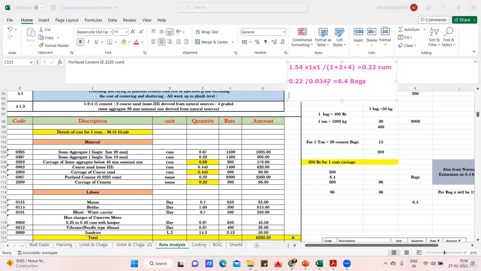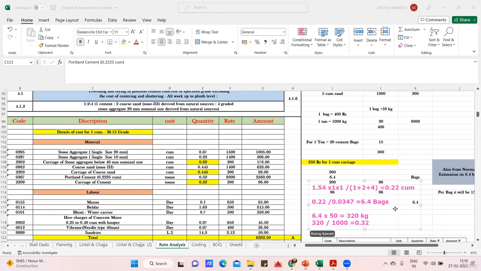So this is bags, no? But here they have written in terms of tons. Can you convert this into tons? It's very simple. 6.4 is bags and one bag is 50 kg, isn't it? So 6.4 into 50, you get 320. So what is this? 320 kg. You want it in tons, so 320 divided by 1000, will I not get 0.32? That is how 0.32 has come into existence.